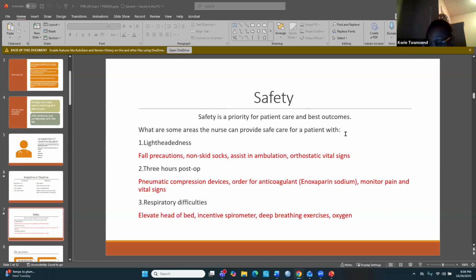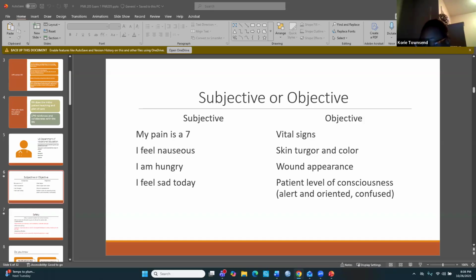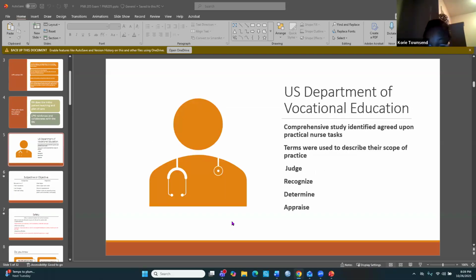One quick question. Absolutely. So just to go back a little, you said the RN does the initial teaching and the LPN does the reinforce. Mm-hmm. Okay, and then you said judge, recognize, appraise, determine. What are these? These were developed by the U.S. Department of Vocational Education. Those were the terms that they used to define the practical nursing role.